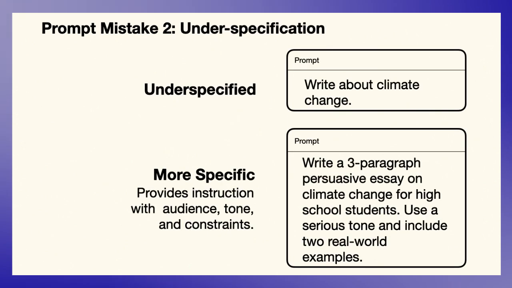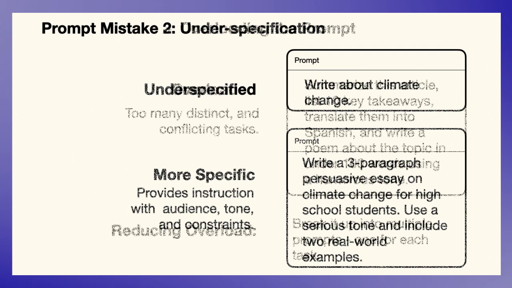Related to vagueness is underspecification, where we don't provide enough to get the output we desire. Our solution is to add more, like a role, format, or further constraints.